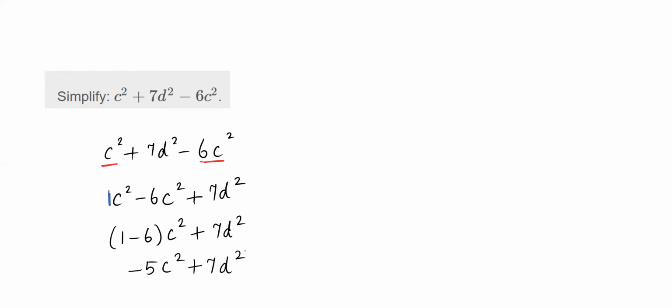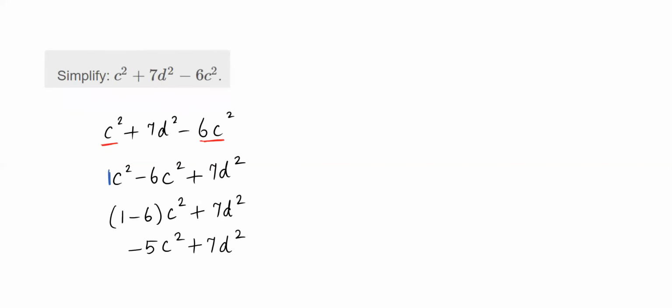Now look at these two. The c squared and the d squared, they are not identical, right? They have the identical power, but they don't have the identical variables. They are not compatible. We cannot combine them. Please don't be tempted to combine them. So we actually stop the problem here and we box our answer. That's the end of the problem.